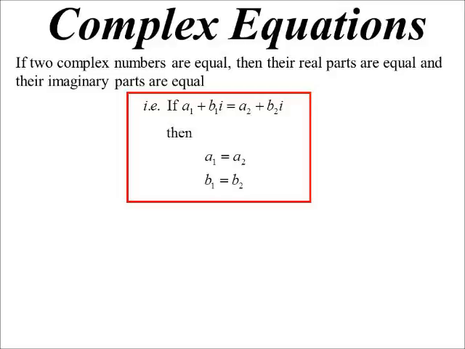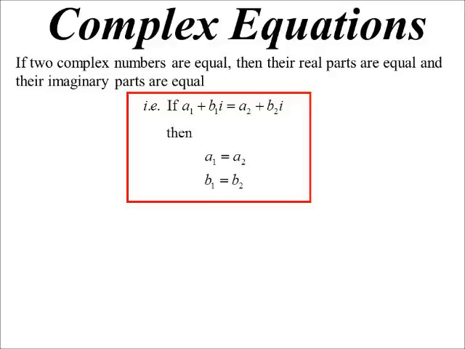Again, the real and the imaginary can't mix. So this is a bit like, you remember when we did quadratic identities and we said the coefficient of x squared must equal the coefficient of x squared. Coefficient of x must equal the coefficient of x. It's the same sort of idea. So when we have an equation, we're saying the real part will equal the real part. The imaginary part will equal the imaginary part, because they can't mix. So if two complex numbers are equal, the real parts are equal, the imaginary parts are equal.